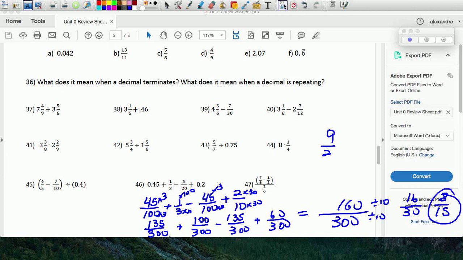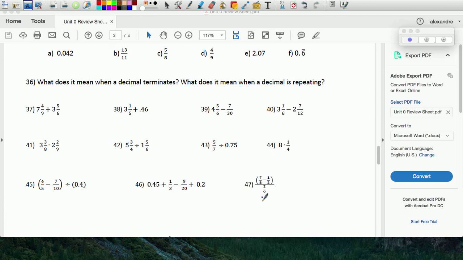Ugh, yucky problem. And the last one. So this is a complex fraction, right? Remember, I believe we talked about this. So let's rewrite this in a way that's a little bit better to understand. So it's 7/8 minus a half. And this is a division bar, right? So this is division. Divided by 2 over 9. So I didn't change anything. I just wrote this in this way because I think it's a little bit easier to understand.